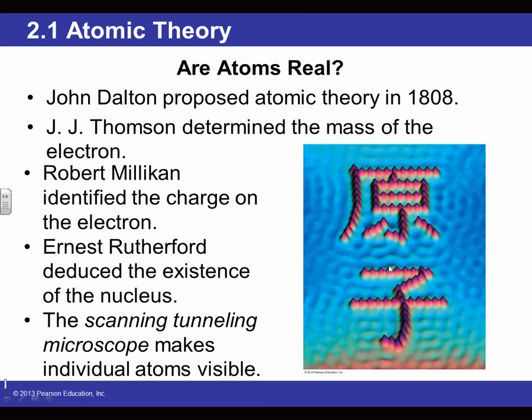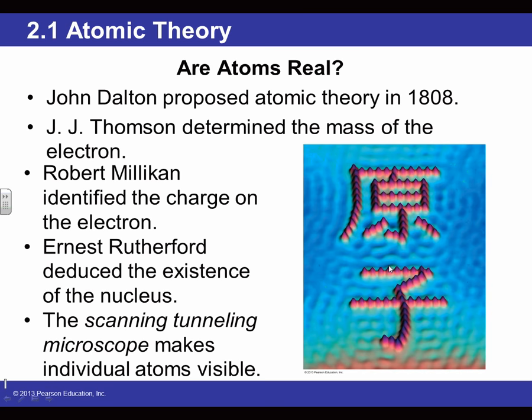Now, some historic origins of atomic theory. The initial adoption of the atomic theory was proposed by John Dalton, and this occurred in 1808. Kind of briefly summarizing this, J.J. Thomson then determined the mass of an actual electron. We later find that Robert Millikan identified the charge on the electron as being negative. Then you have the Rutherford experiment, which allowed him to deduce the existence of the nucleus of an atom.